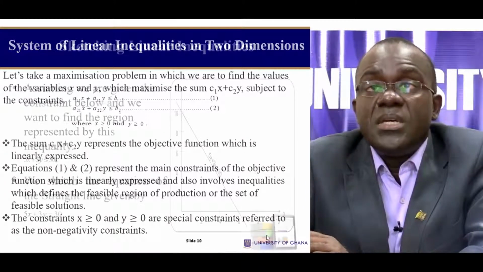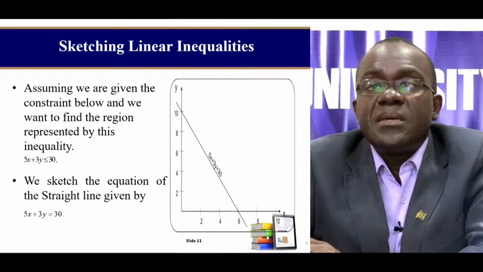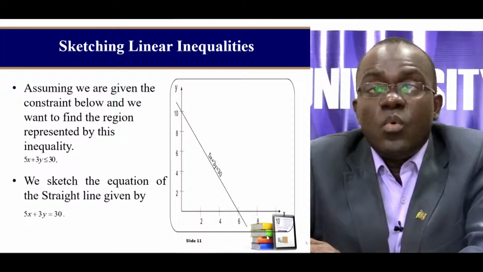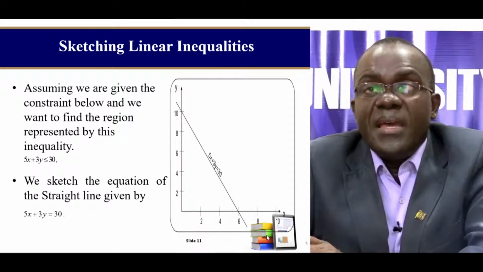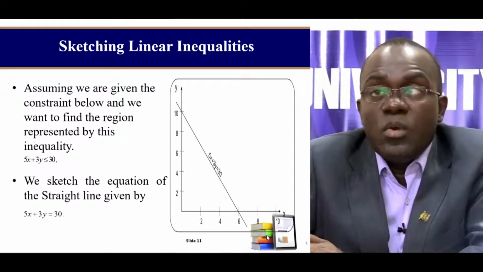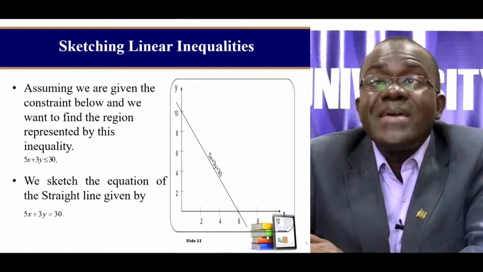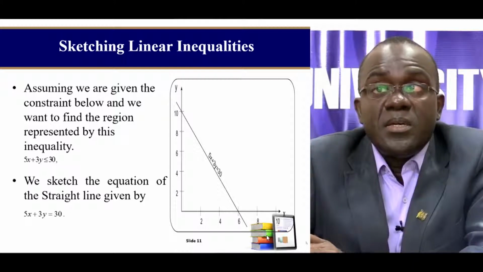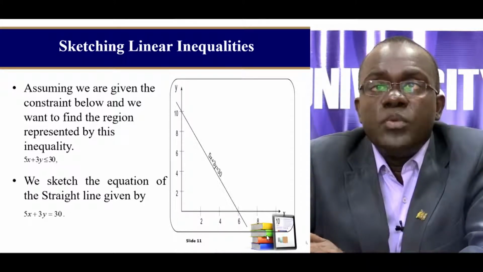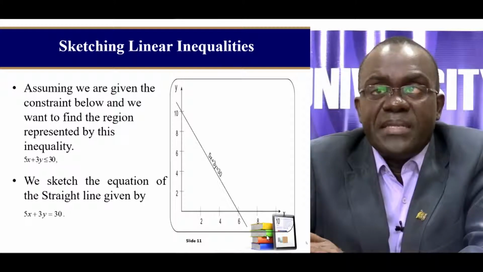So if you take this inequality and you want to plot it, you first turn it to an equal to sign, as you can see over here. All right, as usual, when x is equal to 0, y is equal to what? When y is equal to 0, x is equal to what? And then you get this line. So this is the line 5x plus 3y equals 30. Now, the region that defines this inequality will either be here or there. So what you do is take any value here, put it into this equation, and see whether it satisfies it.